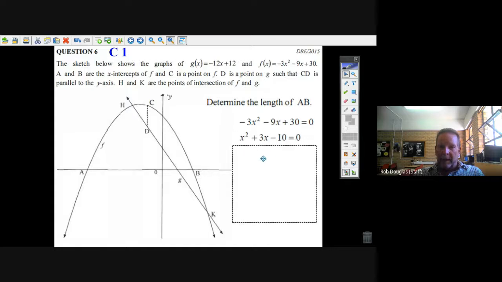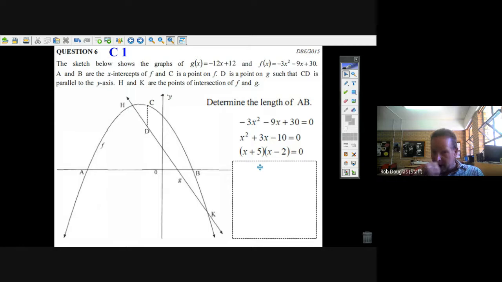So we multiply everything by negative 1. Even better, divide by negative 3. Negative 3 divided by negative 3 is just 1x squared. Negative 9 divided by negative 3 is positive 3. Negative 30 divided by negative 3 is negative 10. Then we put two brackets. x and x gives you x squared. Positive 5 times negative 2 is negative 10. And there's your plus 5x and minus 2x that make 3x.